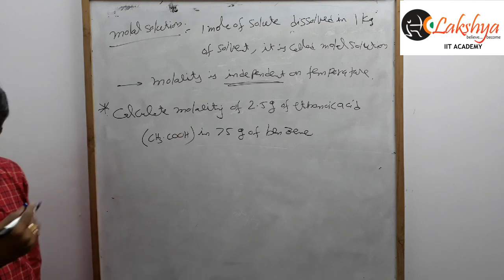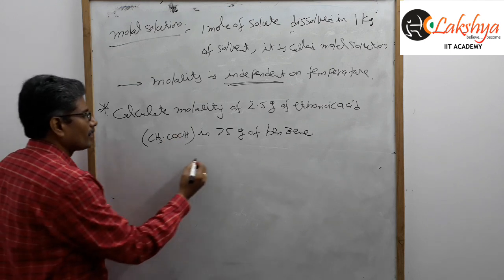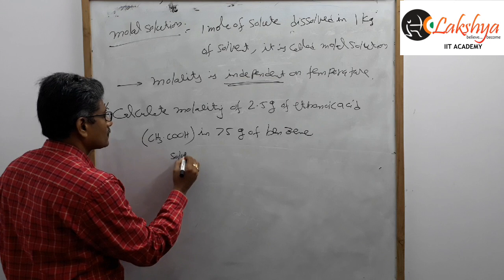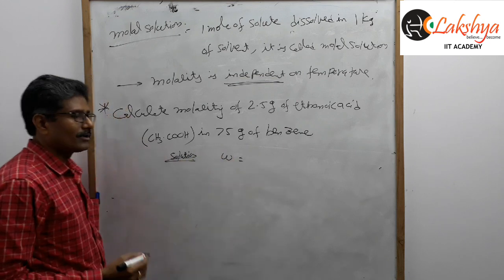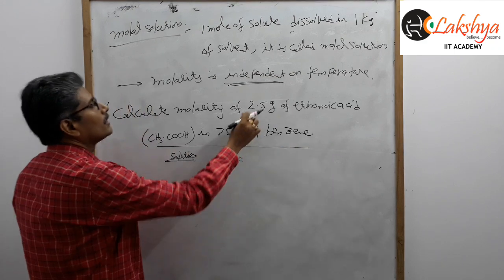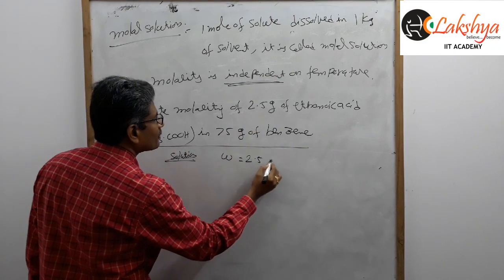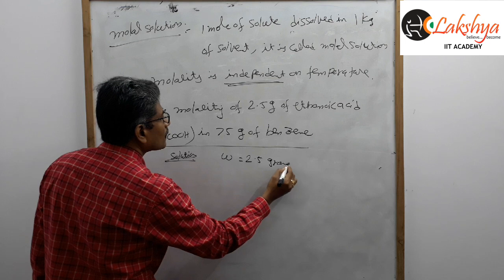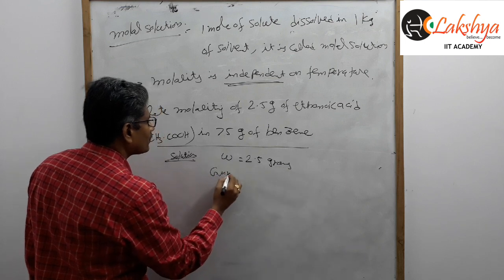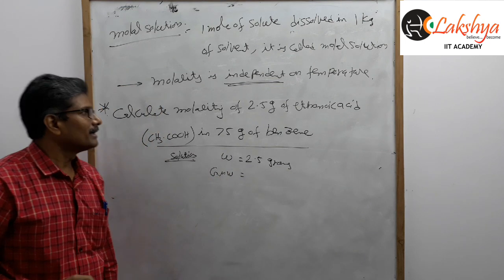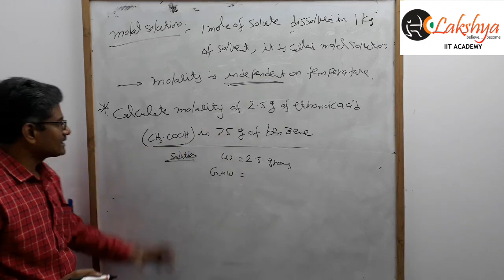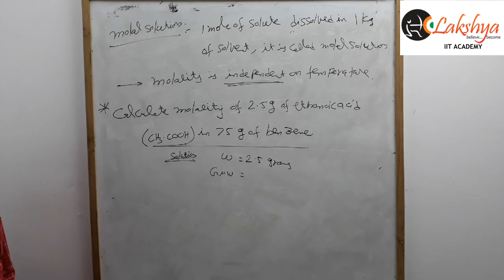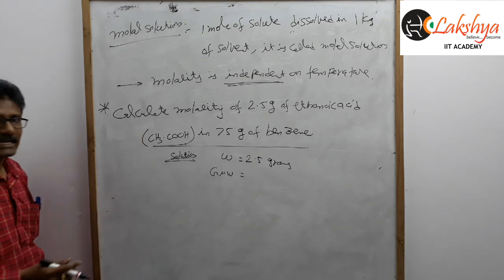Calculate the molarity. Okay, first write down the data. First, weight of the solute. How much is given? 2.5 grams. What is the gram molecular weight of the solute? See, he gave that one as acetic acid, CH3COOH. What is the molecular weight of acetic acid?